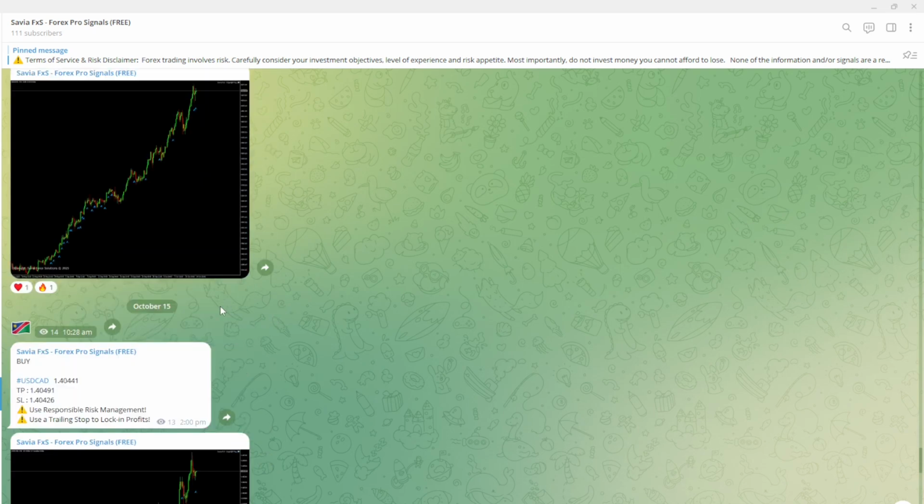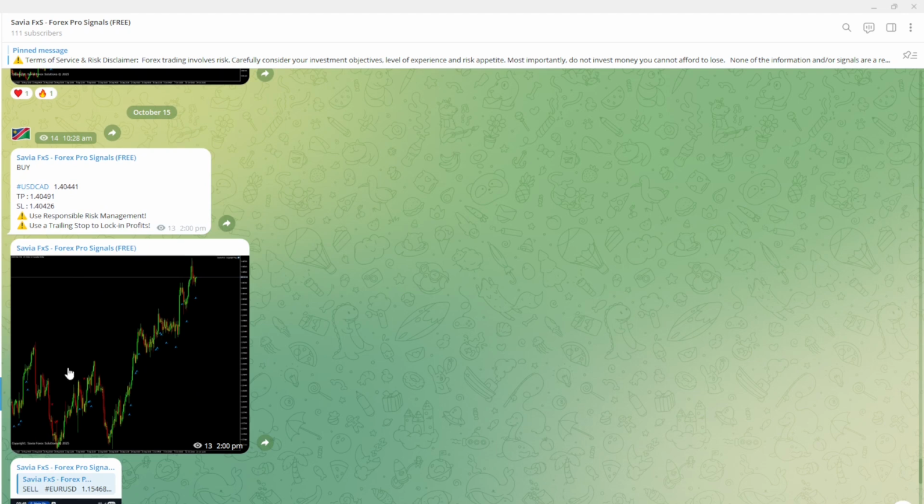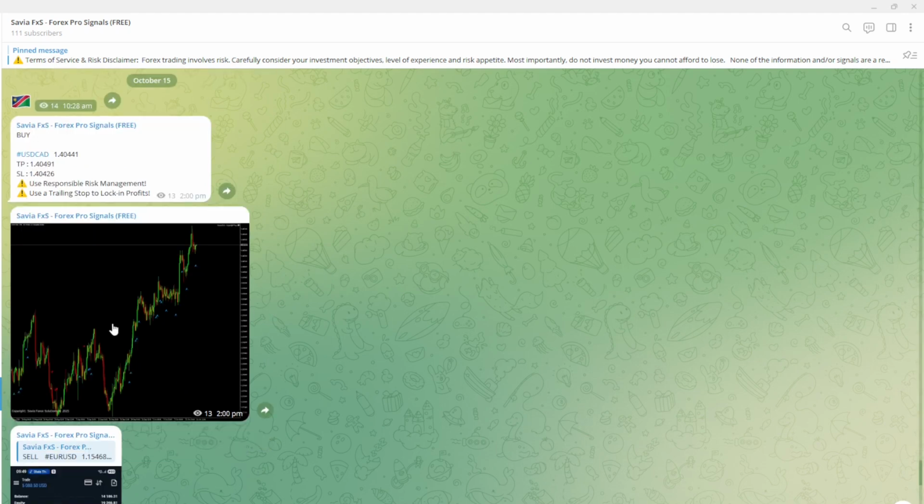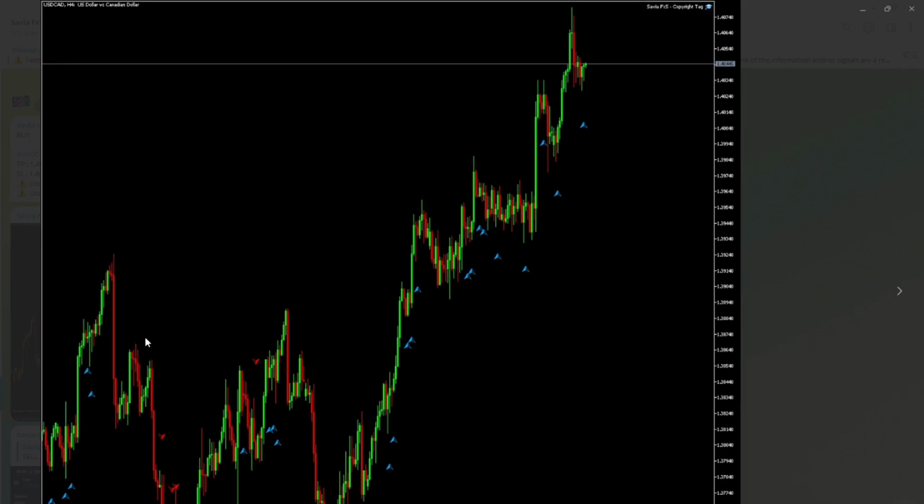Besides gold, obviously, you also have other indices or pairs that we give signals for here. As we can see here, USD CAD, a number of signals that have occurred on this particular pair, both buy and sell, so in both directions.